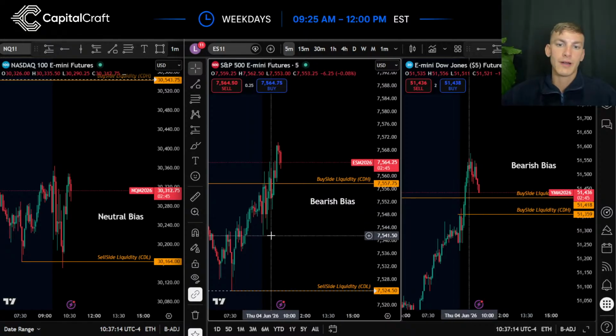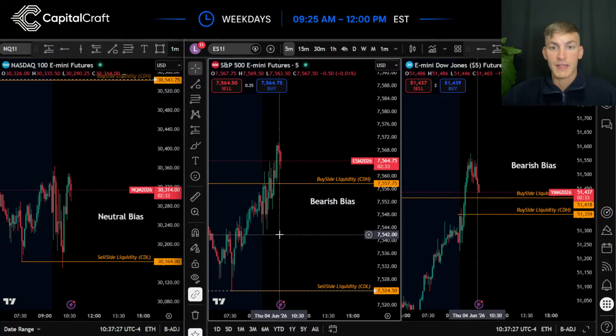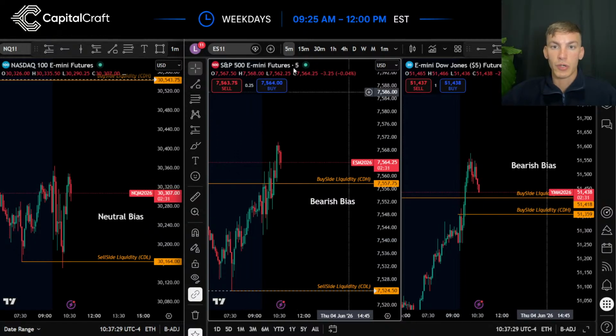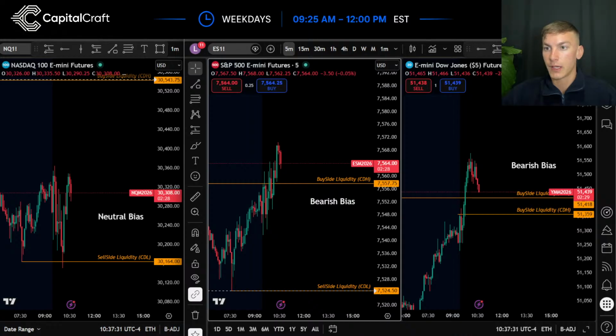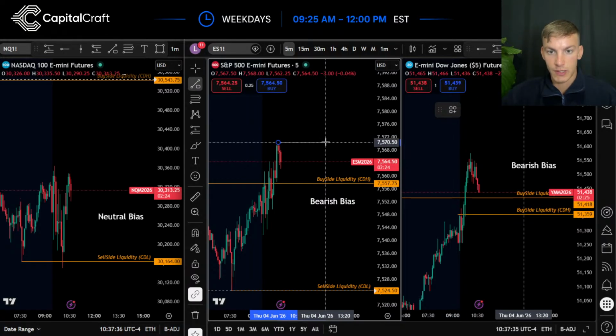Now, a swing high is a candle formation, okay? So 10:20, 10:25, and 10:30 is our swing point on the S&P 500, okay? So what I'm going to do here, I'm going to mark that specific swing high out.